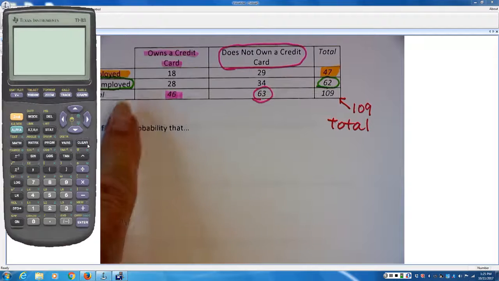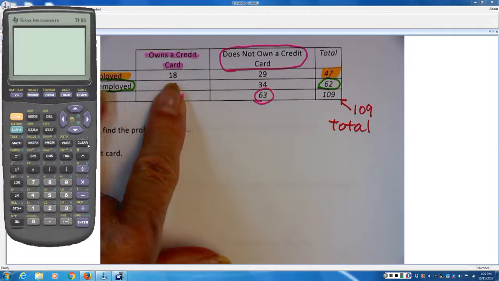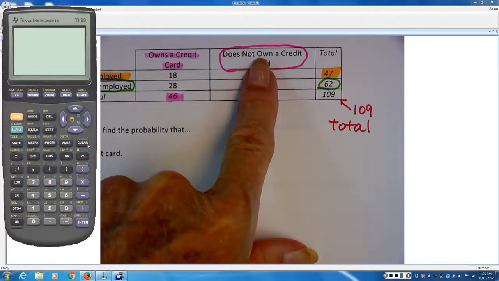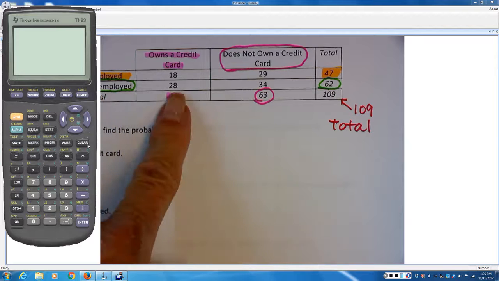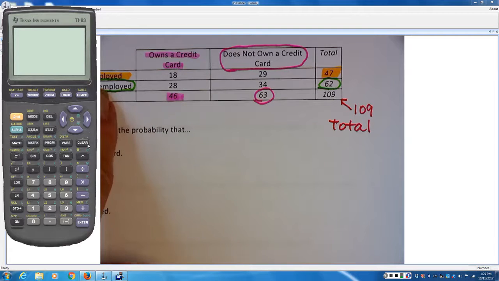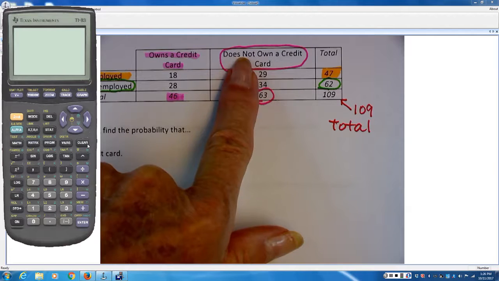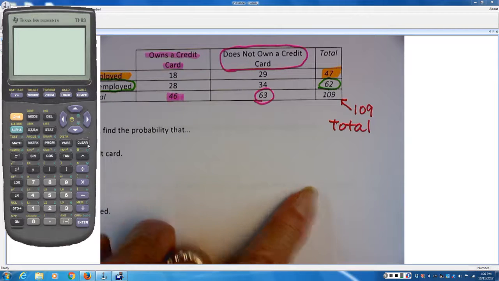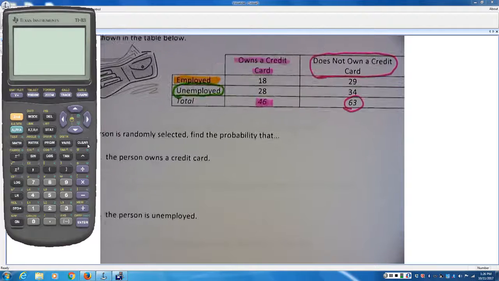Now there are crossovers here. These 18 people have a credit card and they have a job. These 34 people don't have a credit card and they don't have a job. These 28 people have a credit card but they don't have a job. These 29 people have a job but no credit card. So as long as you can think your way through the table, you should be able to answer the probabilities pretty well.